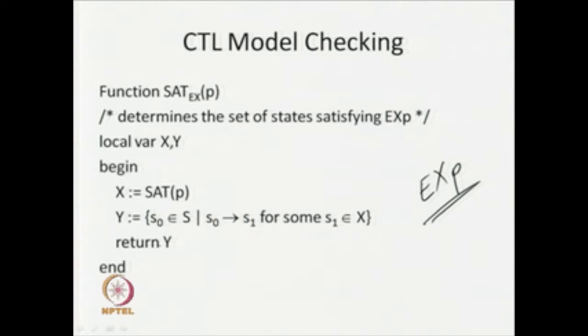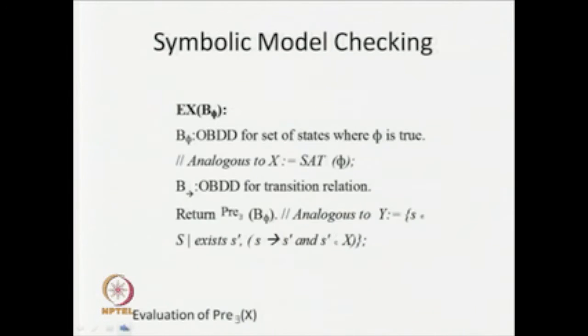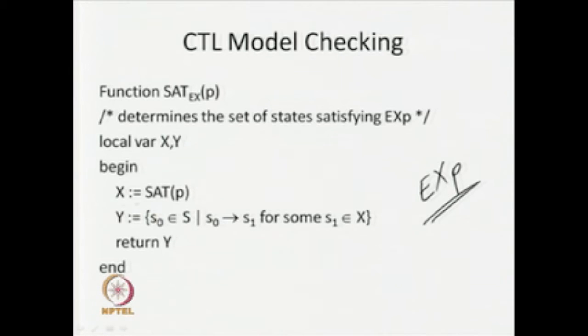Now, this procedure we can implement symbolically. So, how should my symbolic model checking algorithm look? You just see that E x, B phi. What is B phi? It is the OBDD representation of the set of states where phi is true. Because when we are going to evaluate E x phi, we must know the set of states where phi is true, and we represent those with the help of a BDD. B phi is the BDD representation of those states where phi is true. This is analogous to assigning the set of states where phi is true to X, that is, X is equal to the set of p.